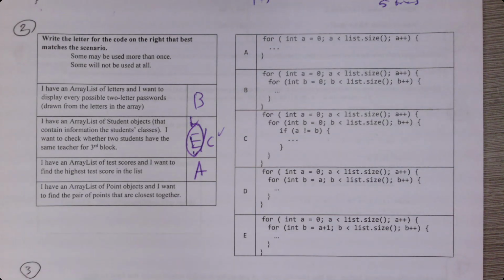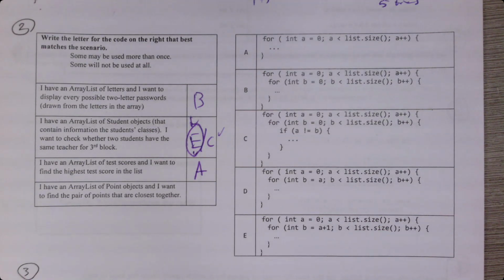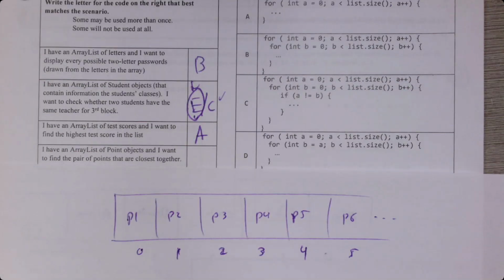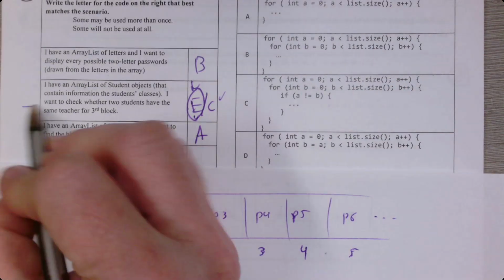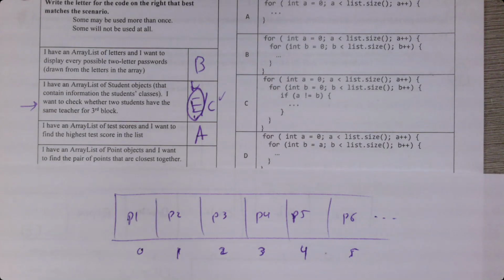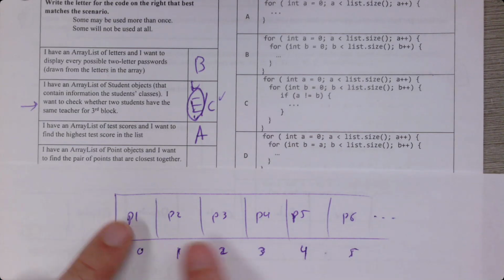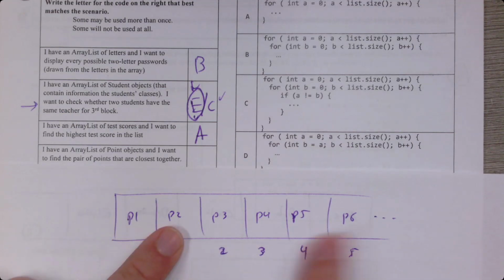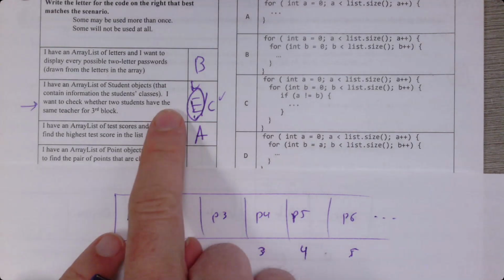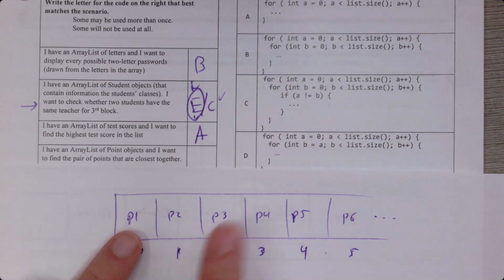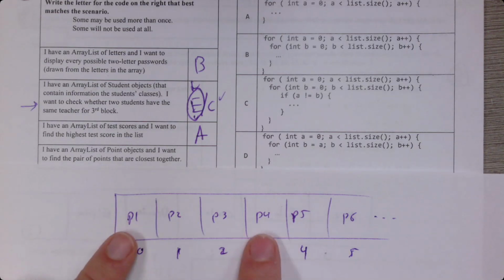Last, let's imagine we have an array list of point objects, and we want to find the pair of points that's closest together. This scenario is very, very similar to this one. In this one, I wanted to check all pairs of students. And in this one, I also want to check pairs of things. I want to check all pairs of points. The only difference is, when I was checking pairs of students, I would just say, do you guys have the same third block teacher?